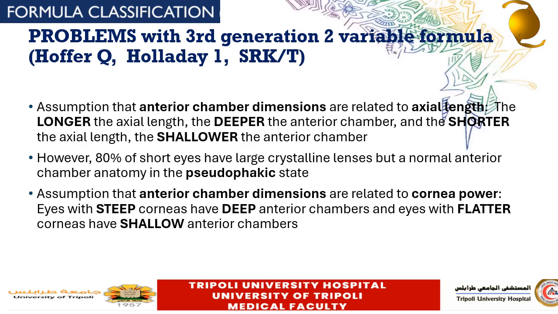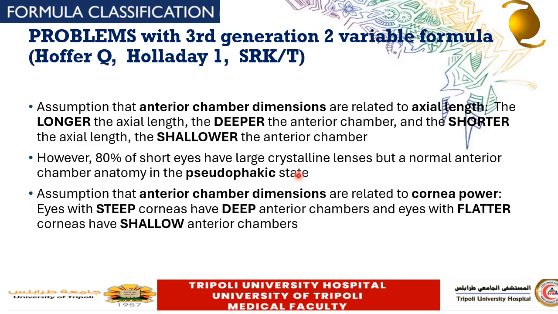That's why they discovered some refractive surprises in some cases, because, for example, 80% of short eyes might have a large lens, so, with a normal anterior segment. That's to say, a normal anterior chamber. And also the assumption that for a steeper cornea, you will have a deep anterior chamber. This is not true all the time. Sometimes you find a very steep cornea, but with a shallow anterior chamber.